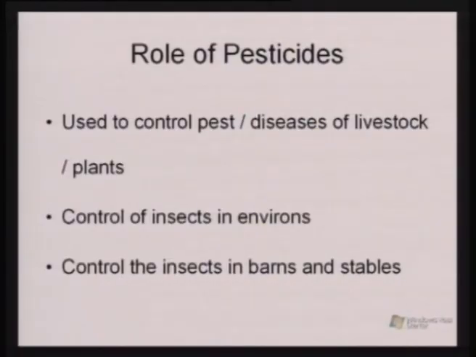Now come to the role of the pesticides. Pesticides are used to control the pests, diseases of livestock or plants. They control insects in environments. They control the insects in barns and stables. So initially the pesticides were incorporated into Indian agriculture to control the pests and diseases of livestock and plants. And as I said, initially it was instrumental in the Green Revolution in India.